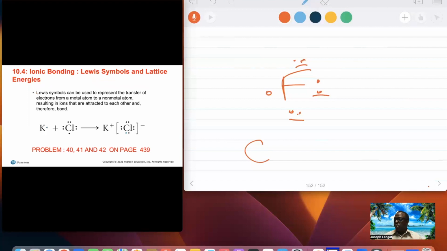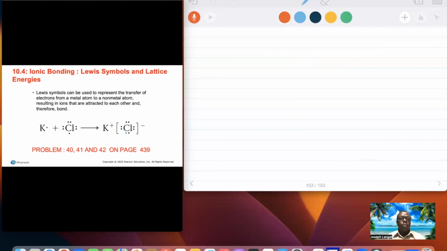Now, let's move on to 10.4, ionic bonding, Lewis symbols and the lattice energy. First of all, what is lattice energy? Lattice energy is the amount of energy required to break apart, or dissociate, 1 mole of an ionic compound. It's the amount of energy required to break the ionic bond, which we call the lattice energy.